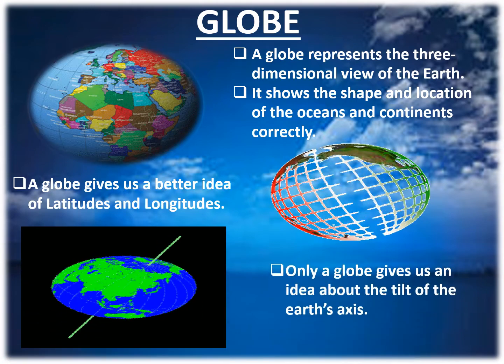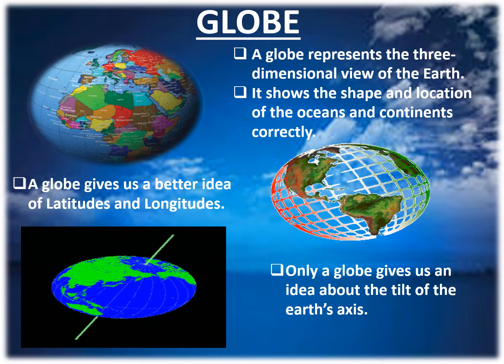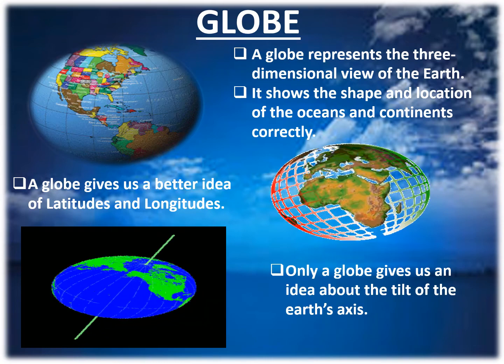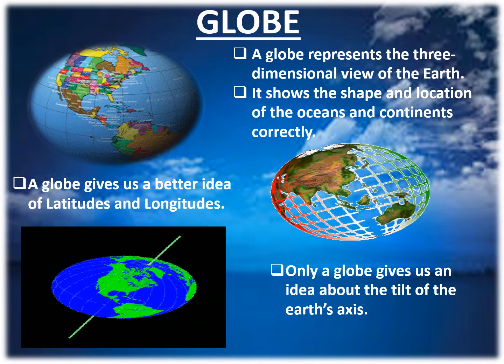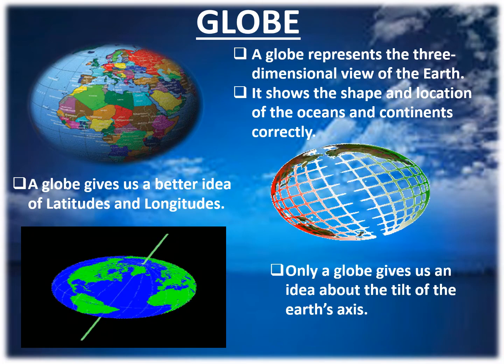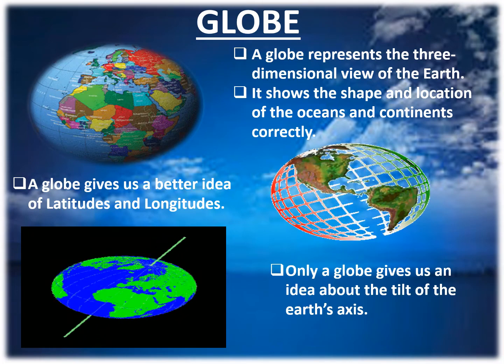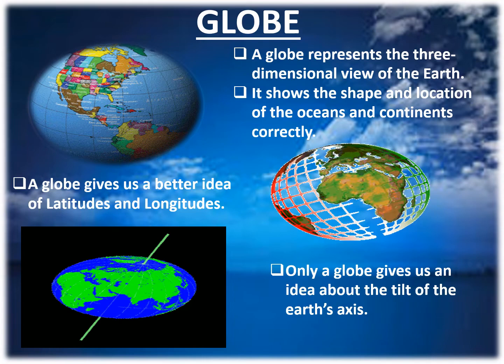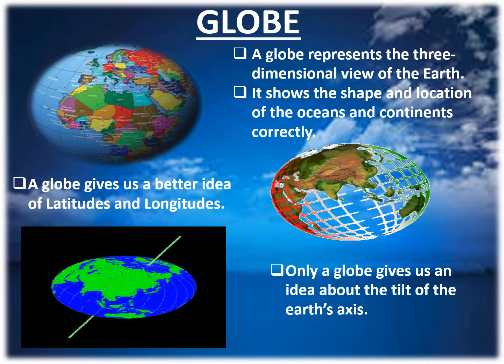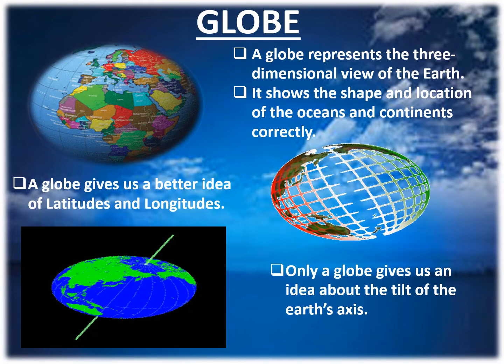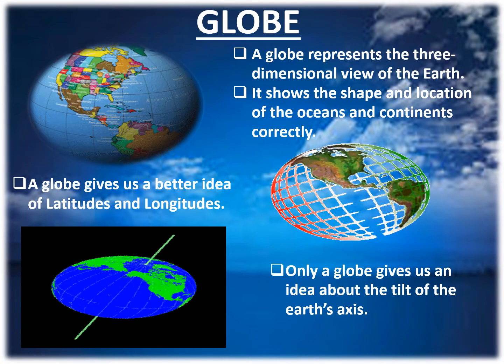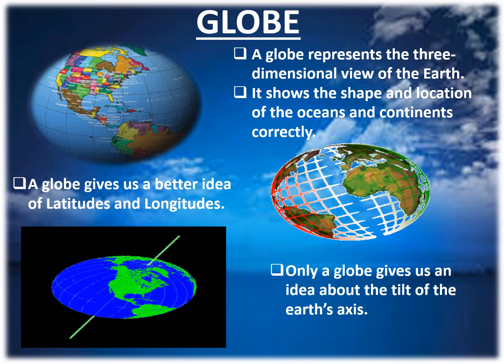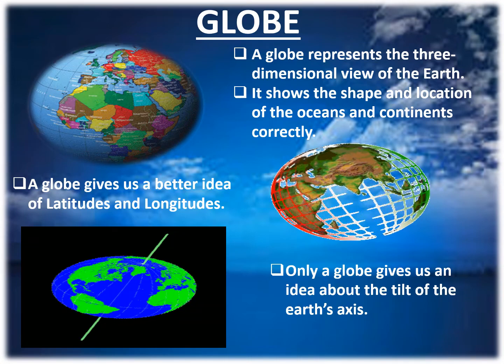Next, a globe can be turned around a line passing through it. This line is called the imaginary axis. The axis is not straight, it is tilted at an angle of 23.5 degrees. So only a globe gives us an idea about the tilt of the Earth's axis.